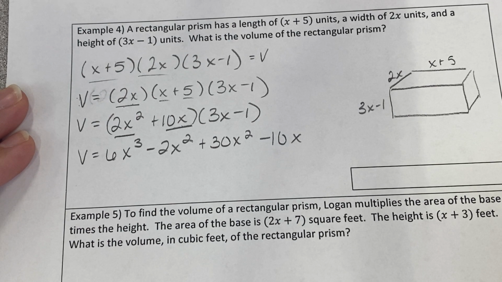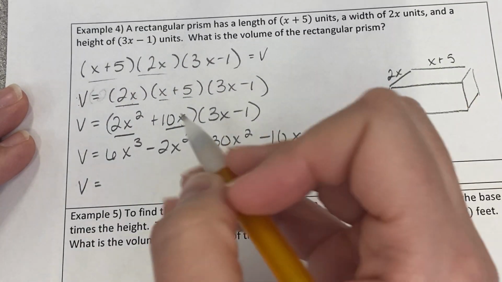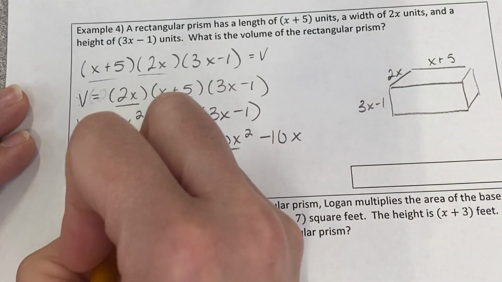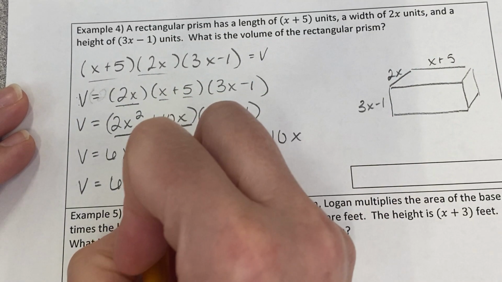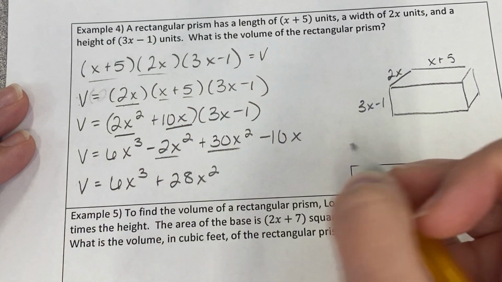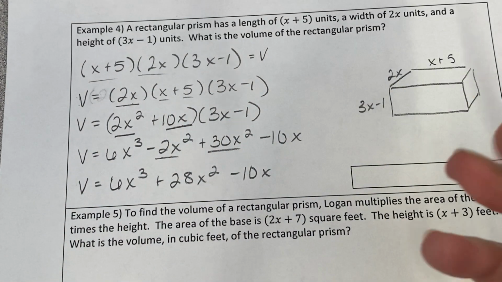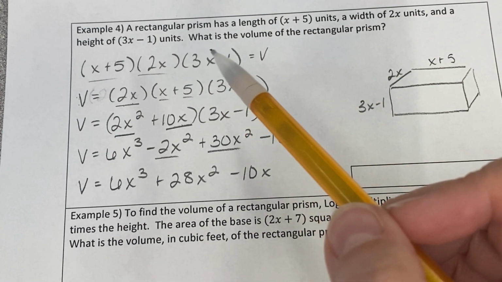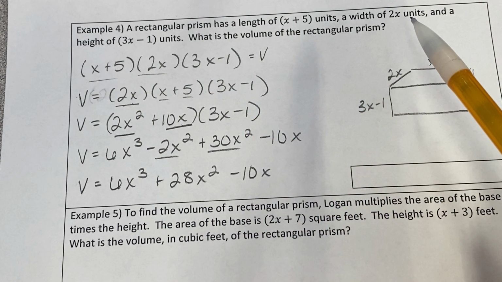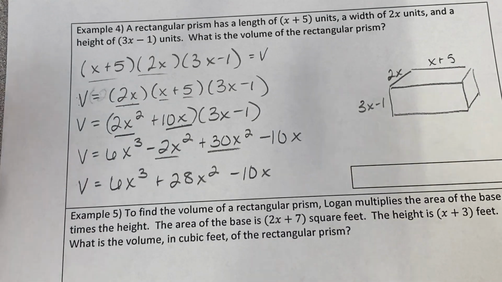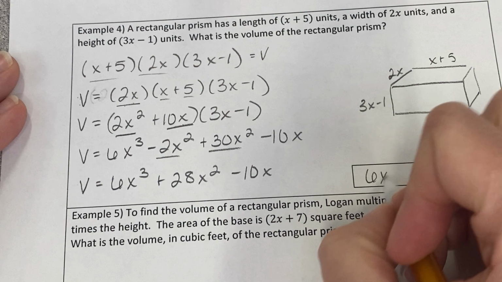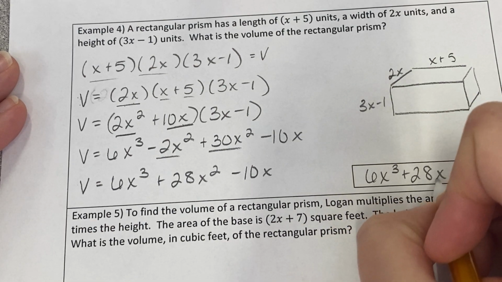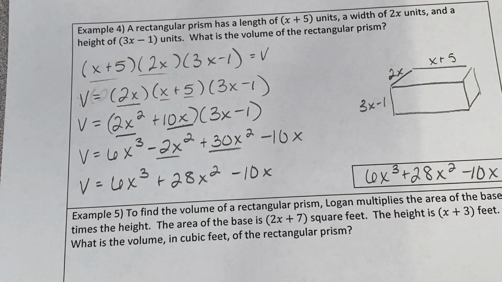Did I do something wrong? Here are our like terms. So I'm getting 6x to the third plus 28x squared minus 10x. But this is telling me something different. Nope, I'm good. Sorry. 6x to the third plus 28x squared minus 10x. Okay.